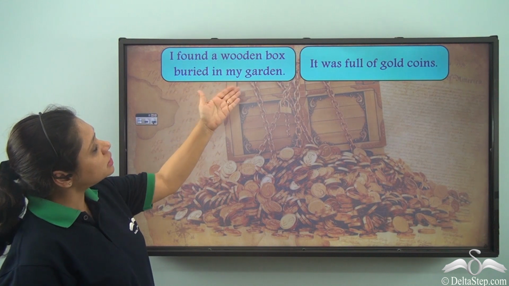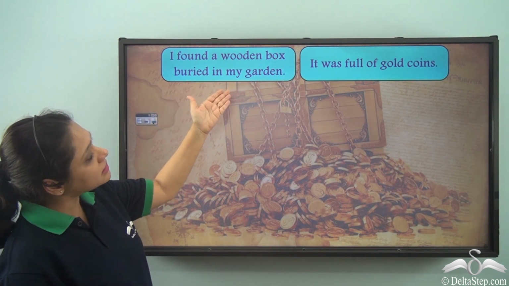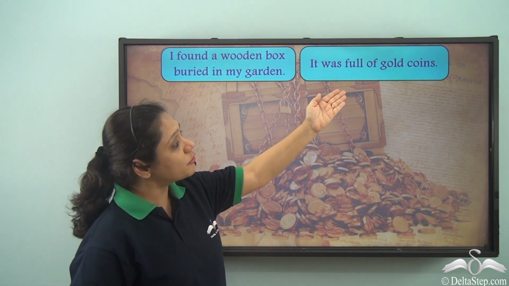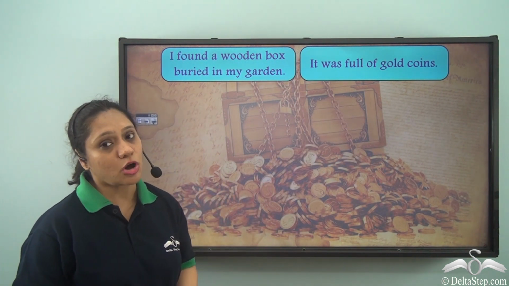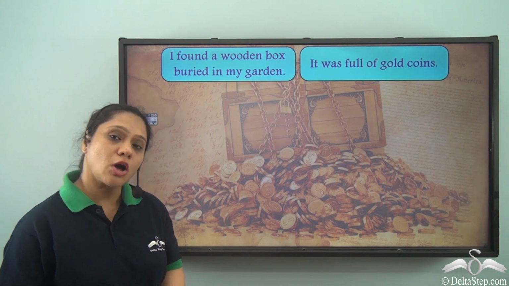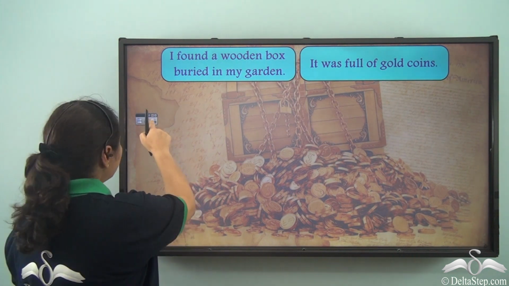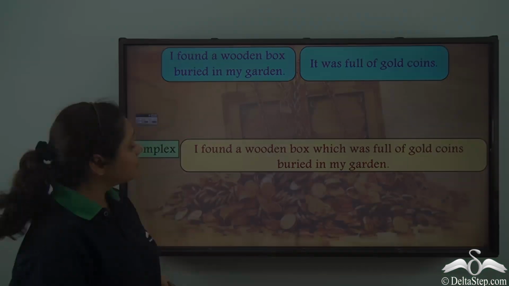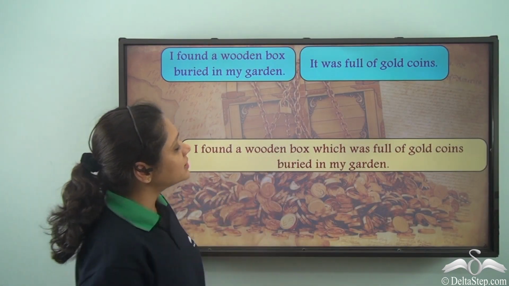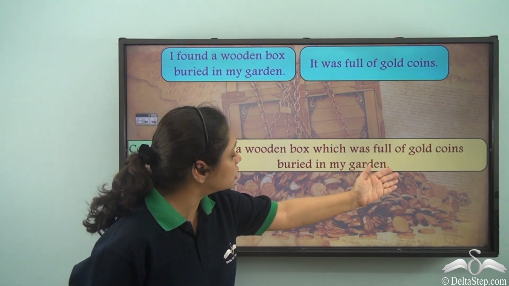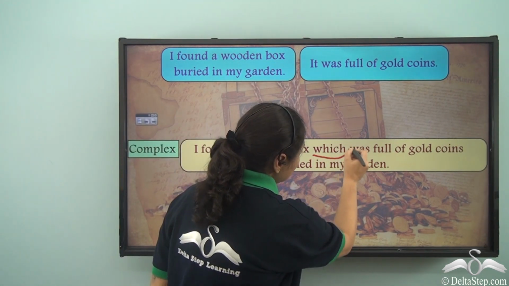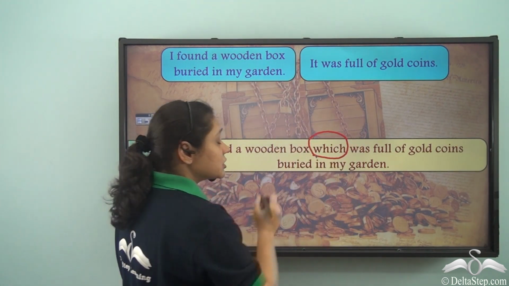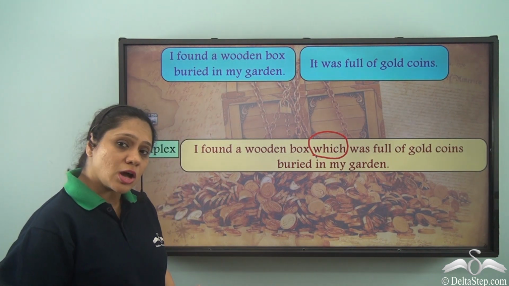I found a wooden box buried in my garden. It was full of gold coins. Now, how will we join the two independent clauses or main clauses and form a complex sentence? We can join them and write: I found a wooden box which was full of gold coins buried in my garden. So, here we have used the relative pronoun which to join both the clauses.